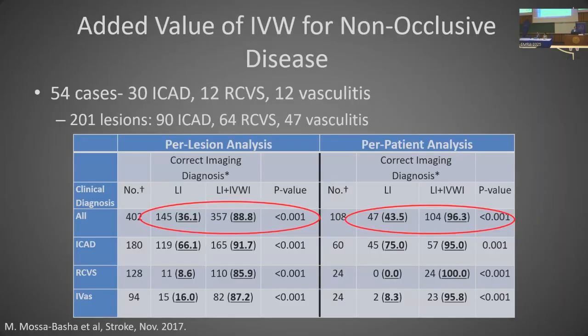And this is one of our studies where we looked at how accurate we were in terms of diagnosis for a vasculopathy when we included vessel wall imaging or before the vessel wall imaging is included. And we found that without vessel wall imaging, that accuracy was around 30 to 40%. But once we included vessel wall imaging, that percentage accuracy went up to 80, 90%.